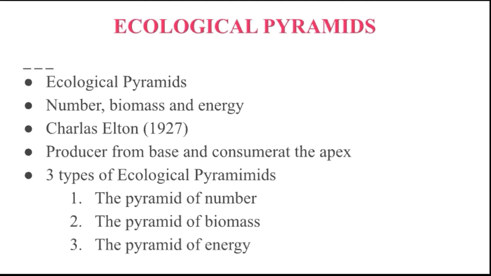In ecological pyramids, the producers form the base and the final consumer occupies the apex. That is one particular pattern of pyramids: the base layer is the producer and the apex layer is the consumer. There are three types of ecological pyramids. First is the pyramid of number, second is the pyramid of biomass, and third is the pyramid of energy.